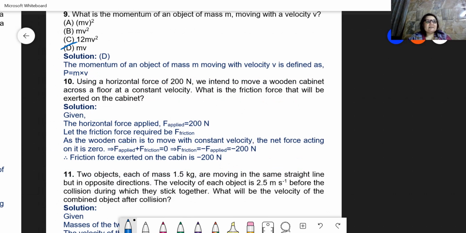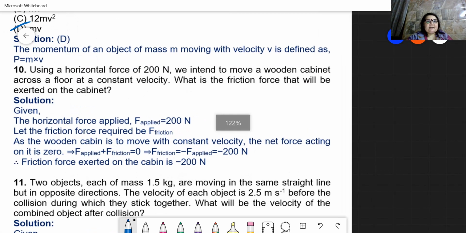Now in question number 10, using a horizontal force of 200 Newton, we intend to move a wooden cabinet across a floor at a constant velocity. What is the frictional force that will be exerted on the cabinet? You know, frictional force is always negative with respect to the applied force. So how to write it? F applied plus F friction is always equal to 0, because the wooden cabinet is intending to move. So this is the difference in this.